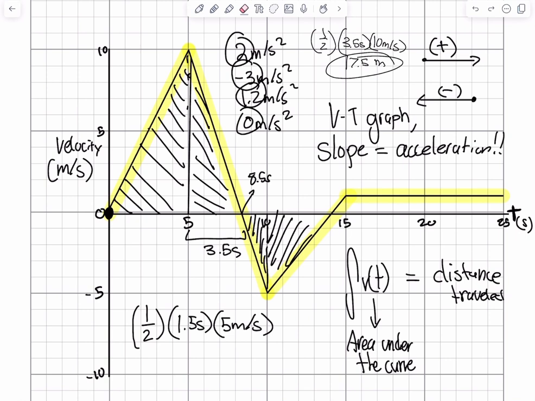So, using my handy dandy calculator, we get 3.75 meters. So within this little triangle, this triangle highlighted, it moved 3.75 meters. Let's do the next triangle to get this entire area.